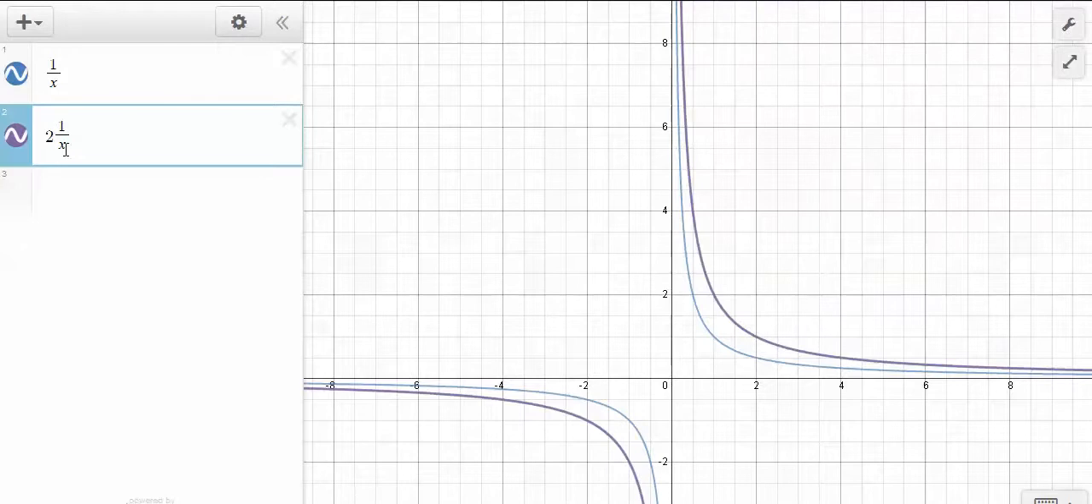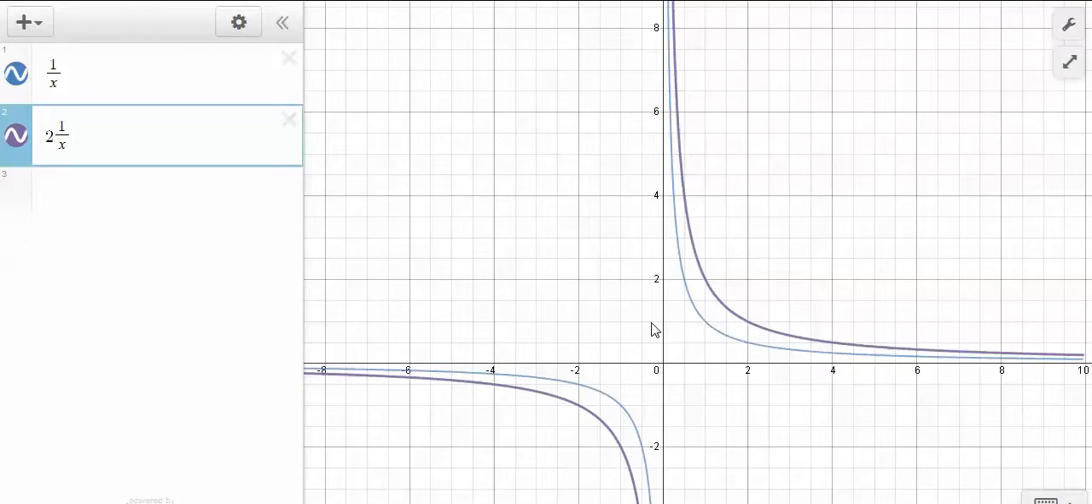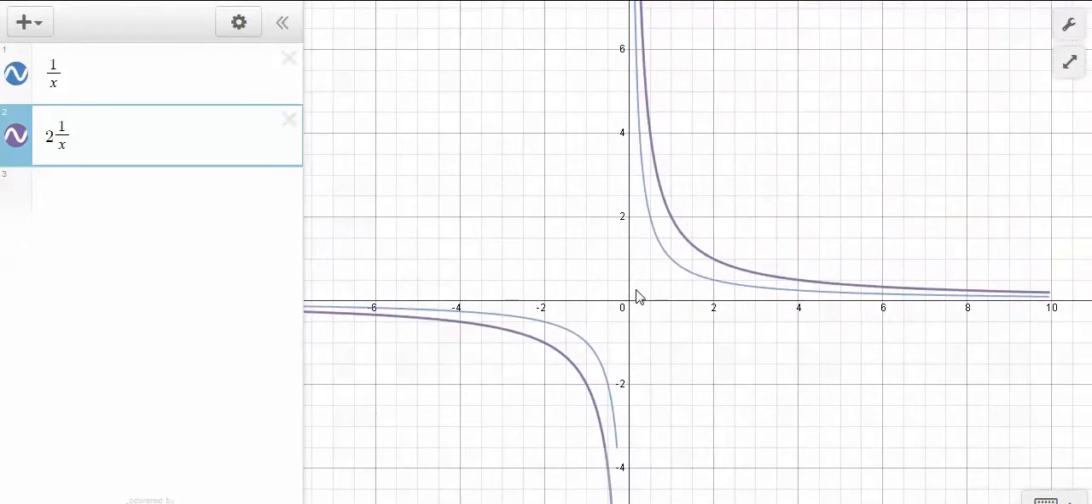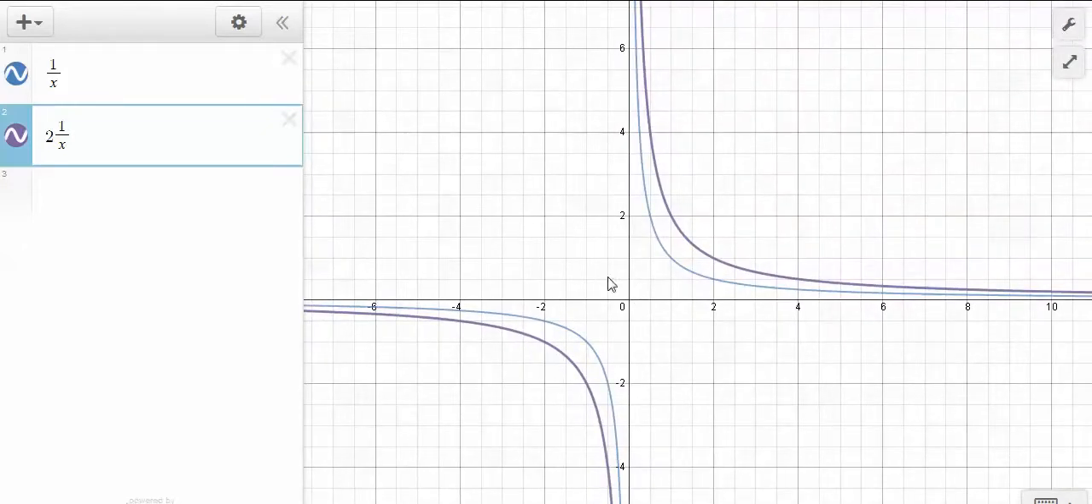So what happened there? Well, it didn't move the place that my vertical asymptote is. My vertical asymptote is still at 0. But what it did is it stretched it vertically. It took the top of this thing and pulled it up. If you compare the blue graph, which is 1 over x, and the purple graph, which is 1 over x times 2, it almost looks like the purple graph can be gotten by taking the blue graph and pulling it up a little bit, and over here pulling it down. It vertically stretched it.